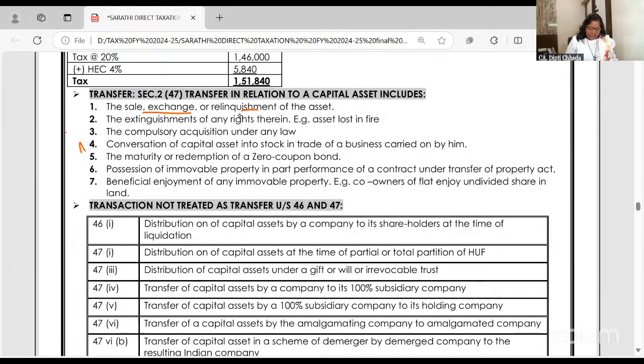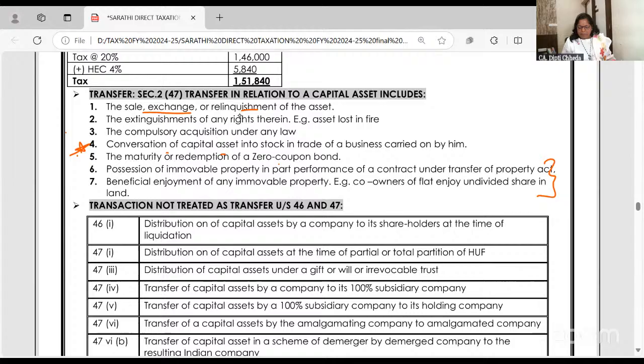Conversion, this special case I covered yesterday. Conversion of a capital asset into stock in trade is transferring your personal asset to business. Is it chargeable to capital gain? Yes. But capital gain is paid when that asset is sold. Right. Maturity or redemption of bonds. When bonds are redeemed, that time also it is taxable.